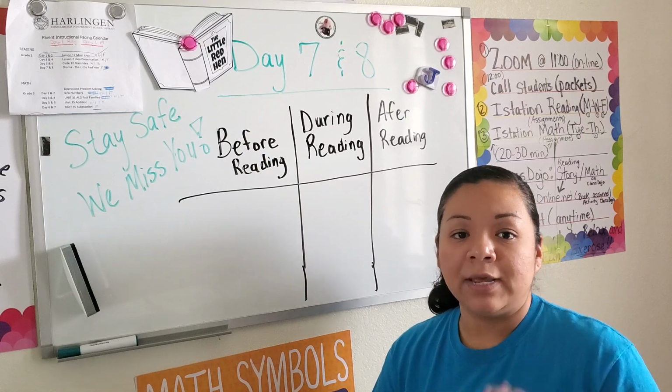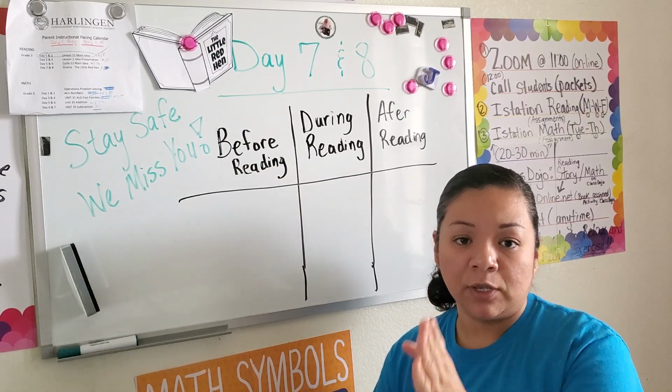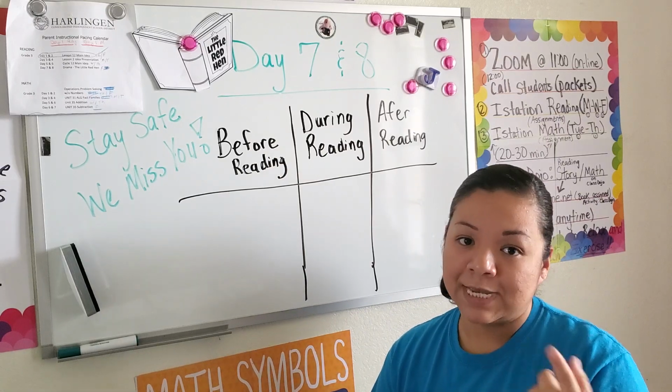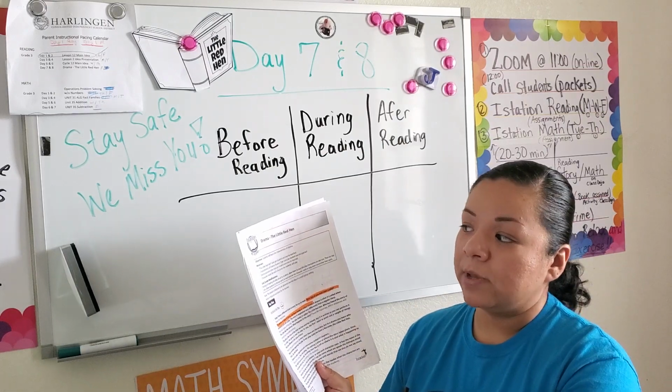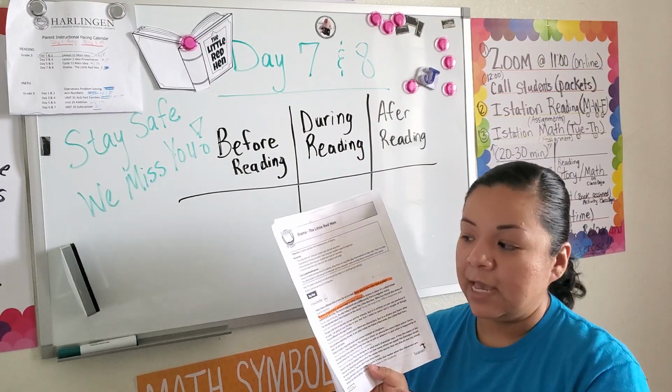Okay, this is going to be your day 7 and 8 for reading, okay? I will tell you when I'm done with day 7, and then I'll introduce my day 8 so that way you know where to stop so you can continue your lesson for tomorrow for day 8, okay? All right, boys and girls, today we're going to be covering drama, The Little Red Hen. So make sure you have your packet ready, okay?